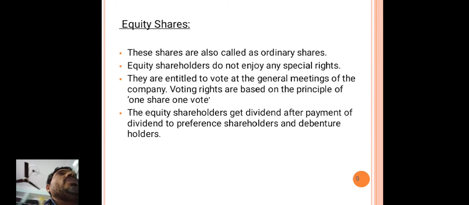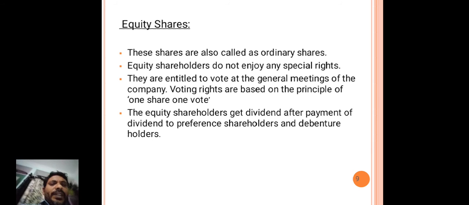So, out of the profits of the company at the year end, first the dividend is distributed. The interest is paid to the debenture holders, and the dividend is paid to the preference shareholders. Then the next priority is given to the equity shareholders, and the last priority goes to the deferred shareholders, who are called promoters. Deferred shareholders are nothing but promoters.